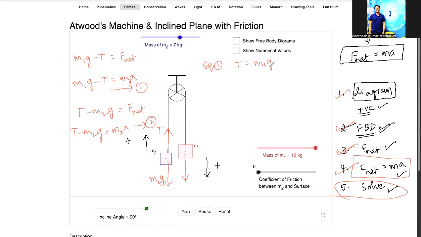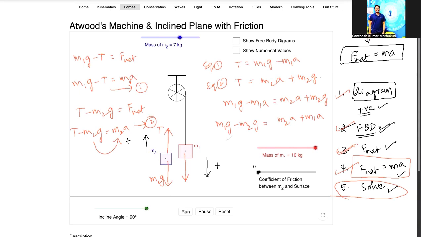Just by transposing equations, you can write M1G minus M1A is going to be tension. And then the tension acting on the second, T is equal to M2A. When you transpose this, you will get plus M2G. Now we will equate these two because these two are the same. This is equation 2. Now when we equate these two, M1G minus M1A is equal to M2A plus M2G. Now let us transpose M1's to one side and M2's to one side. So when I bring M to this side, I get M1G minus M2G is equal to M2A plus M1A. Correct?